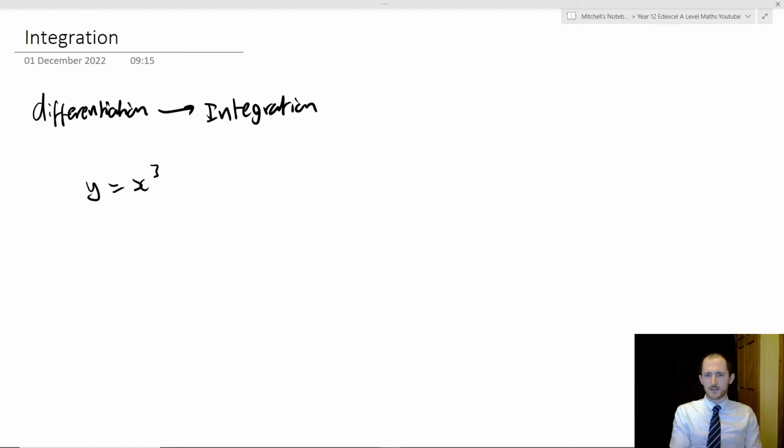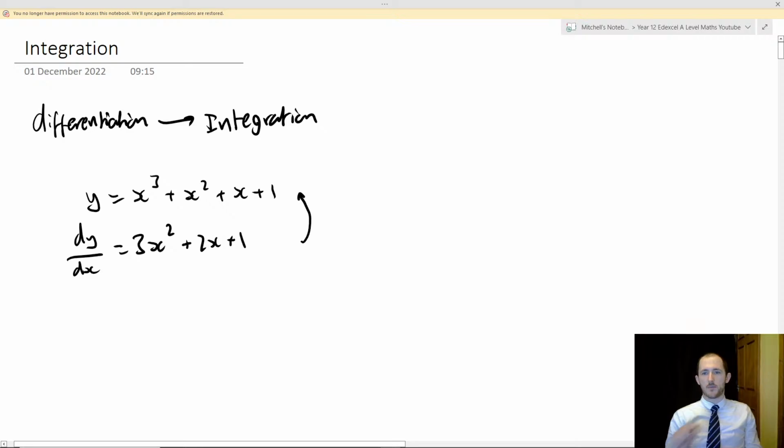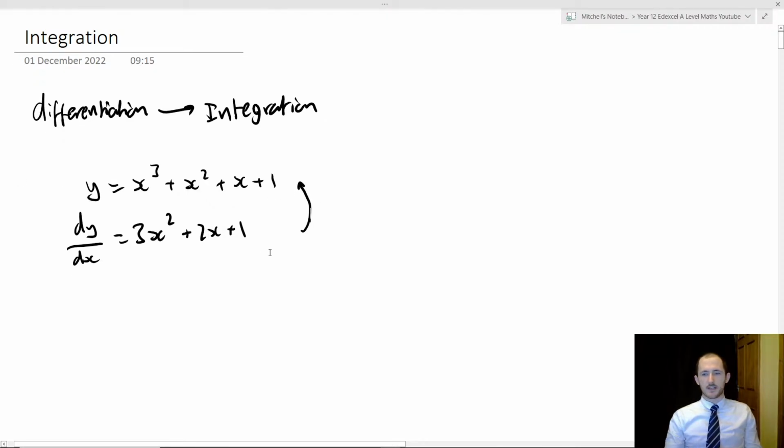Okay, so just as a recap, if we have a curve, let's say y is, make it nice and easy, x cubed plus x squared plus x plus 1, then if we were to differentiate this, we bring the power forward and we subtract 1 from the power, right? Nice and easy. And then if it's a constant, it goes away. So with integration, what we want to be able to do is get back to the top part, okay? So essentially we're just undoing what we did with differentiation.